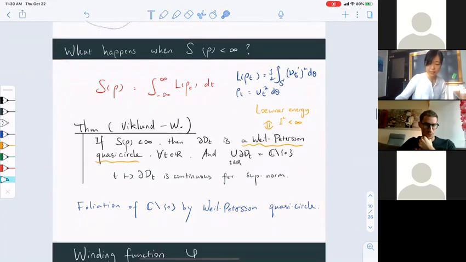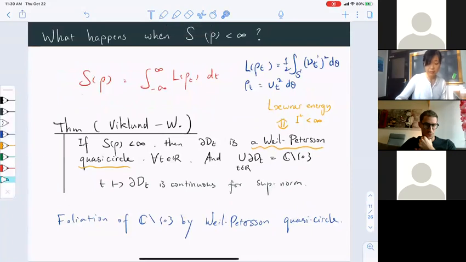So in the upcoming paper with Frederick, we show that if the Loewner-Kufarev energy is finite, then for every t, the boundary of D_t is a Weil-Petersson quasicircle. And moreover, the union of all those curves covers the whole complex plane except zero. It's shrinking, zero is never visited. And moreover, there exists a parameterization of this boundary such that it is continuous for the sup norm. This is some continuity property.